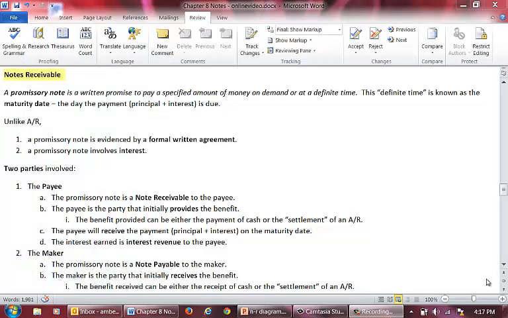Hello, this is part 3 of the Chapter 8 lecture series on notes receivable. Let's get started. The second type of receivable discussed in Chapter 8 is notes receivable.